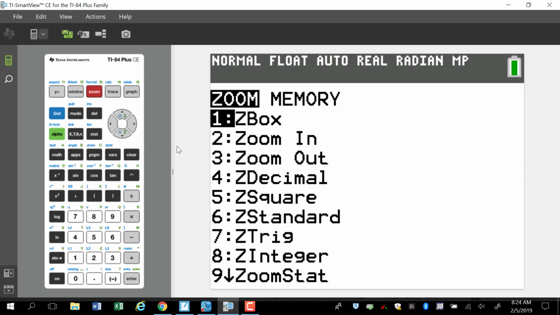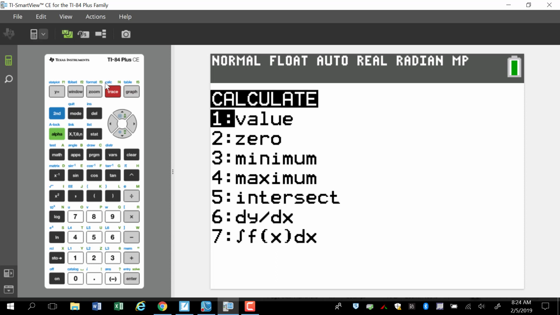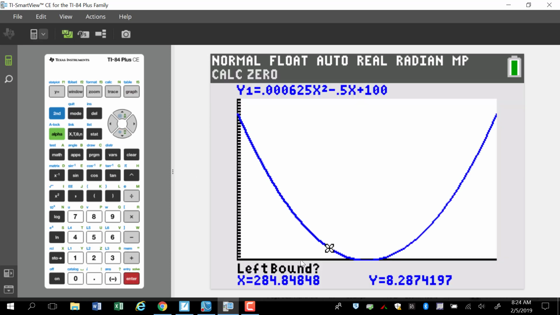If you hit the zoom key, or sorry, second trace, you get to this blue calculate screen. This is where you can find a zero, minimum, maximum, or intersection. If we are looking for, let's say, a zero, you go down here to zero and you'll notice it says left bound. You want that little flashing bulb to the left of where you're looking for a zero, and then scroll that over to the right side. It says guess, where you take that flashing bulb and say, I think there's a zero somewhere over there. Hit enter and it will find a zero for you.